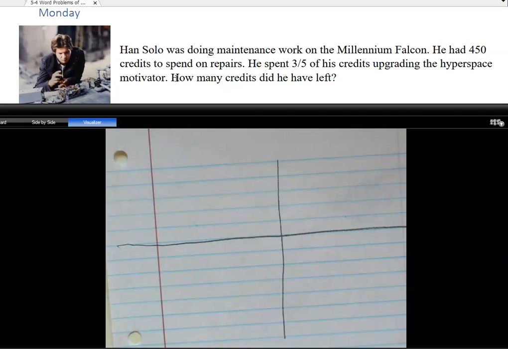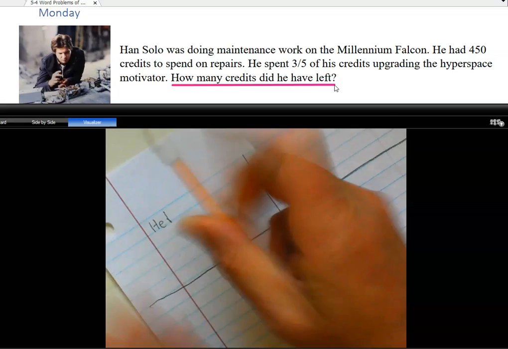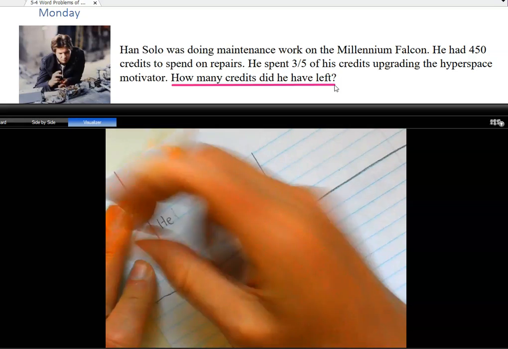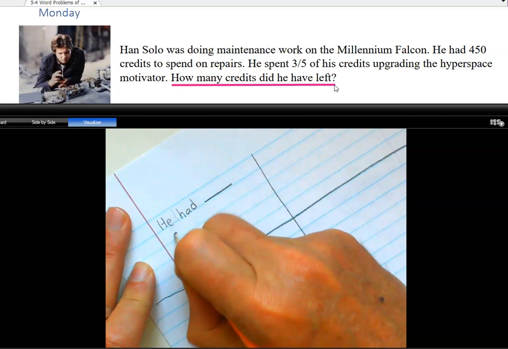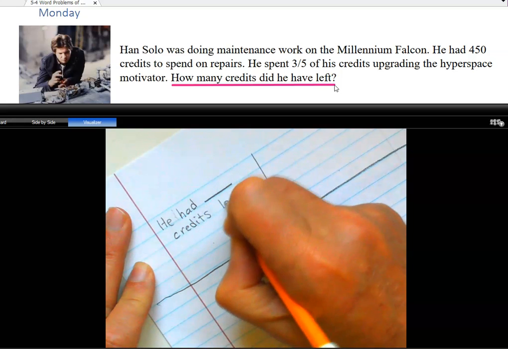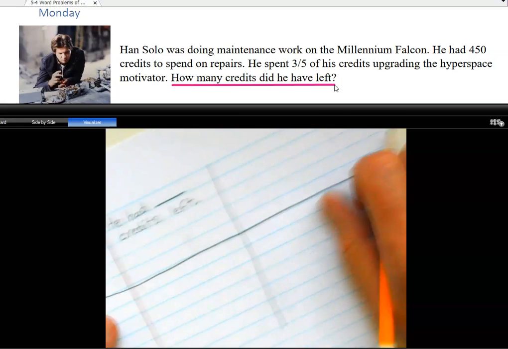Well, the first thing I'm going to do right now is write an answer sentence. I'm going to base it on the last sentence, which is how many credits did he have left? And I could just say, he had blank credits left. Now that I've got my answer sentence, I can move on to my model.